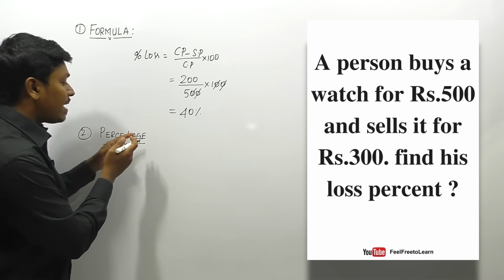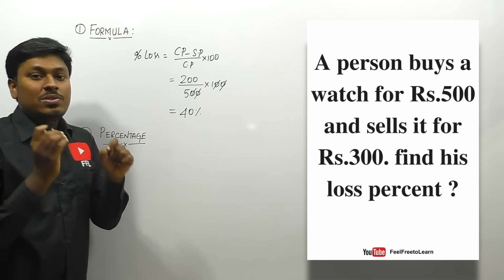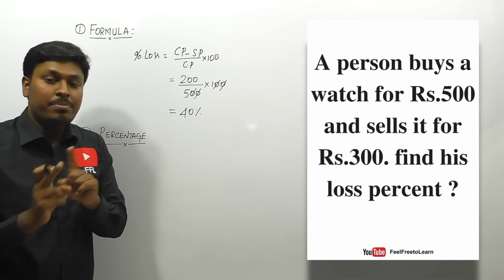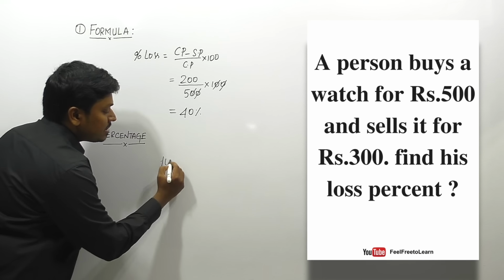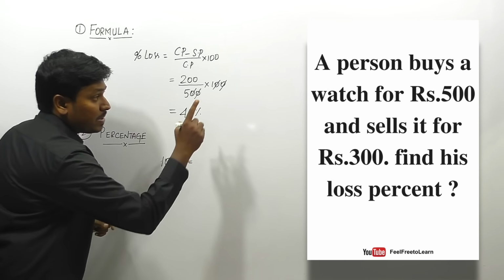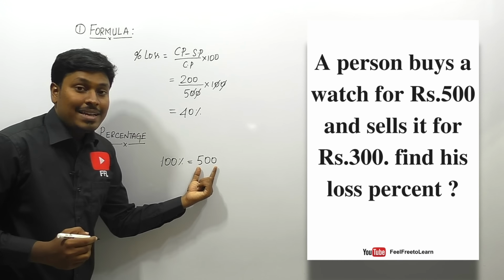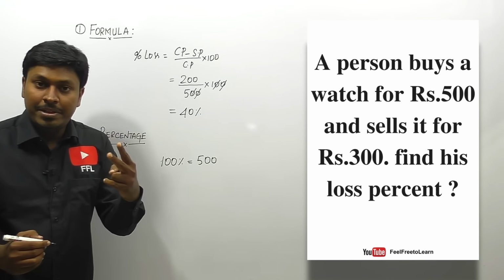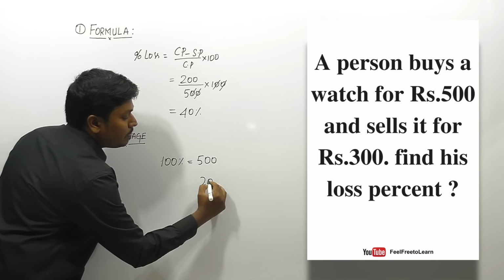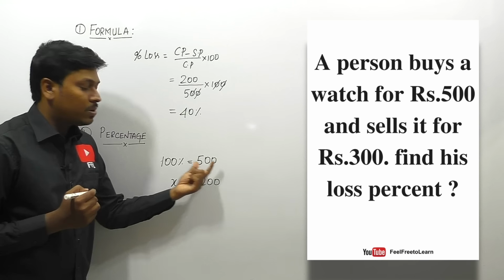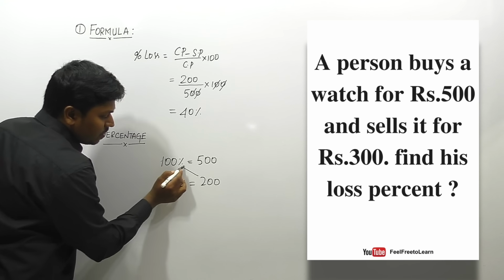So friends, if you need to crack this question by the percentage method, first of all you need to know one simple concept: the cost price should always be 100%. So 100% is the cost price, here 500. We know the cost price is 500 and he sold it for 300, so 200 rupees will be its loss. For these 200 rupees we need to find what percentage loss it is. We need to compare this 200 out of 500, right? So we need to cross multiply.